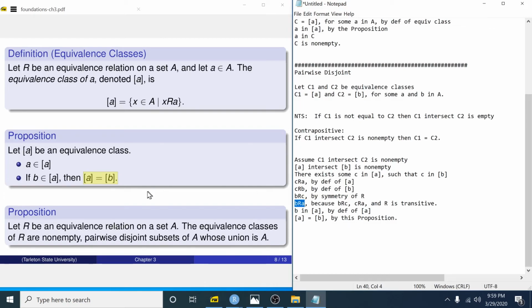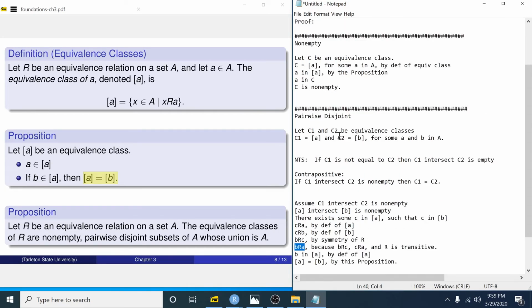And we've already established earlier that if B is in bracket A, then bracket A is equal to bracket B. So yeah, kind of a technical proof here. But that is actually a good way to wrap up that proof.